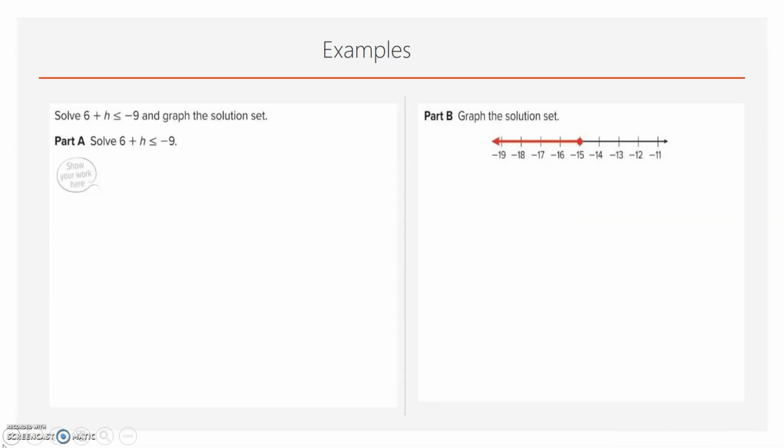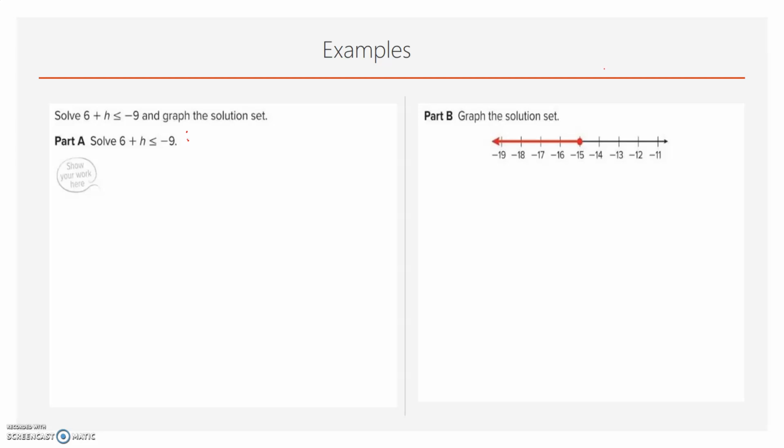Let's try to solve this example. In here, it's not solved, so let's try to help each other solve this. We have 6 plus h is less than or equal to negative 9. We need to graph the solution set. First part, we need to solve this, which is 6 plus h is less than or equal to negative 9. Now, how do we find h? How much is it less than or equal to?